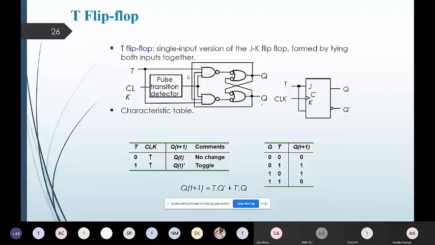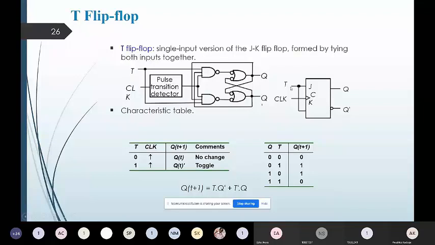to the T flip-flop. But to convert from the SR flip-flop to the D flip-flop, the R input had to be inverted. Here, to get the T input, the K input is not going to be applied with inversion. Simply, we are going to plug J and K together, and that will be provided as the T input.